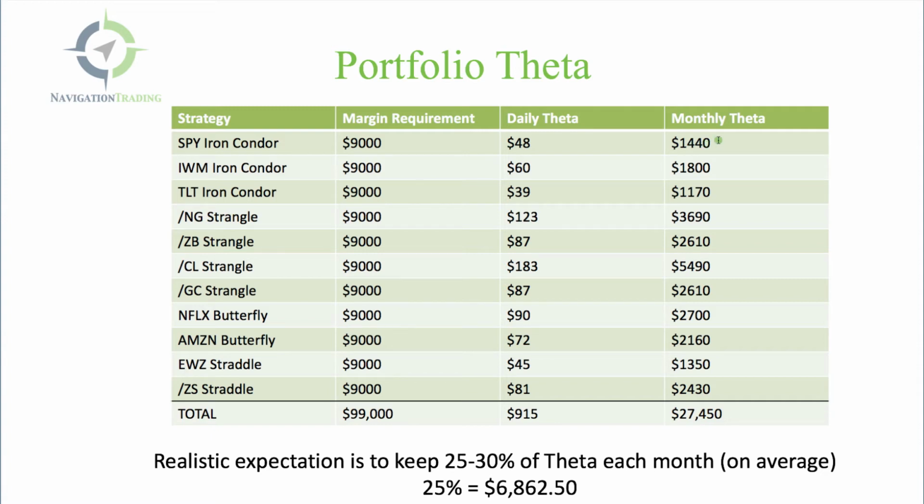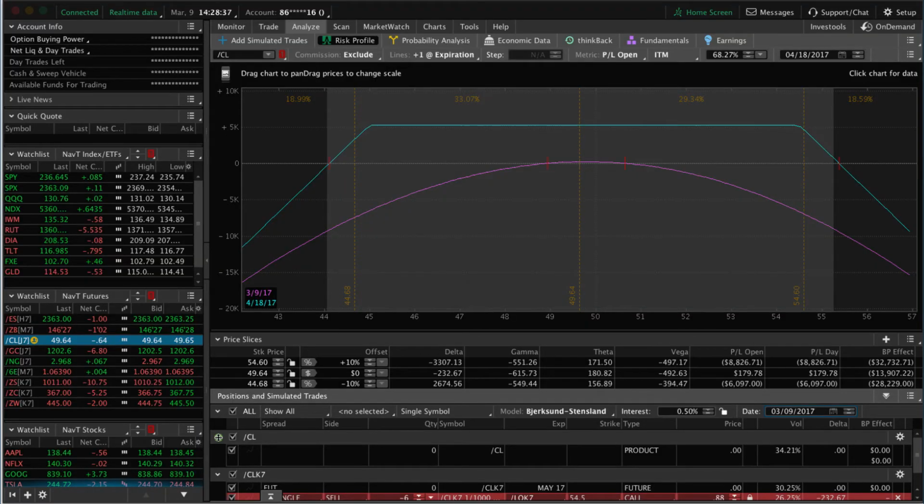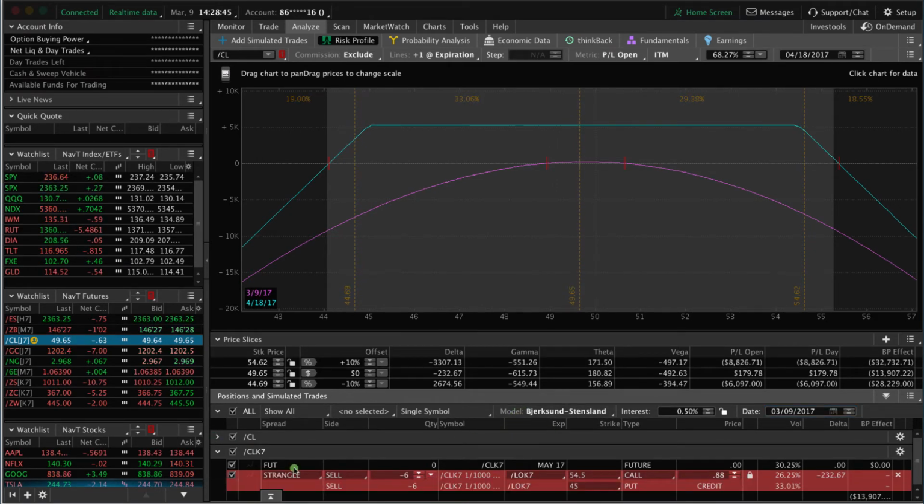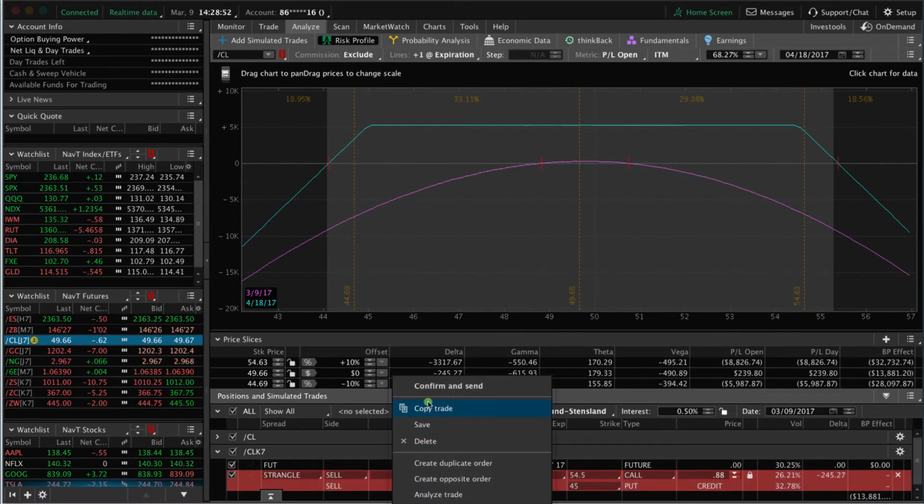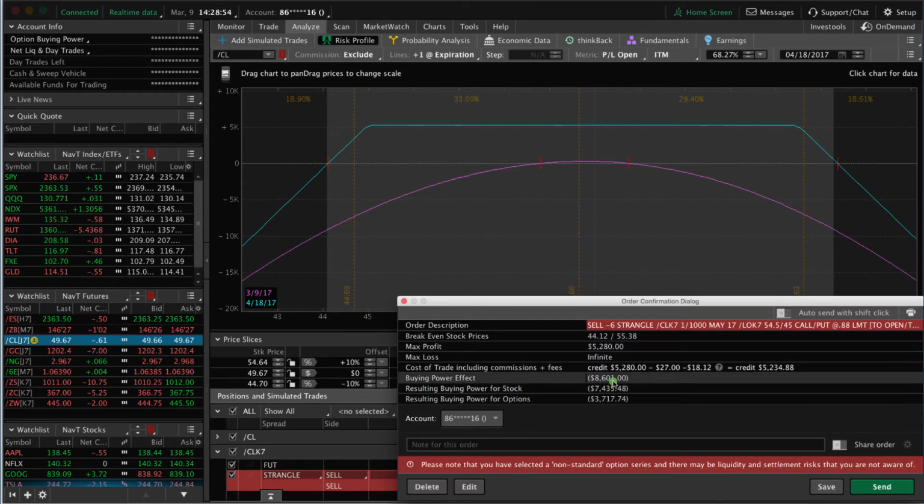And so that's where I got the monthly theta amount. So if you total those up, and before I do that, let's go to the platform just to take a look at the oil strangle, for example. To find that theta, you're simply going to put in your strategy. So in this case, to get to about $9,000 of buying capital, if you hit confirm and send, you can see that's $8,600 is what the initial margin would be to put this trade on.